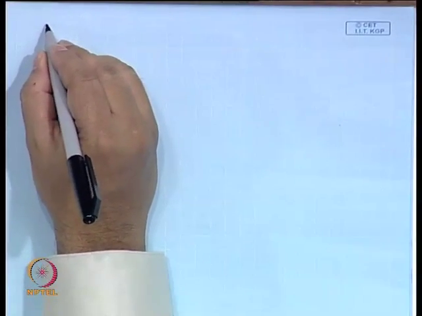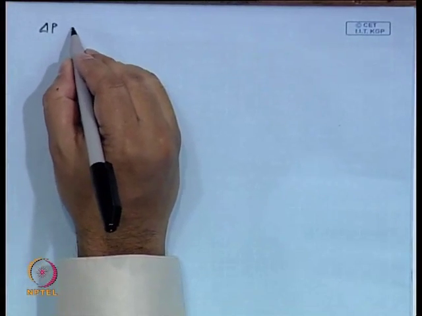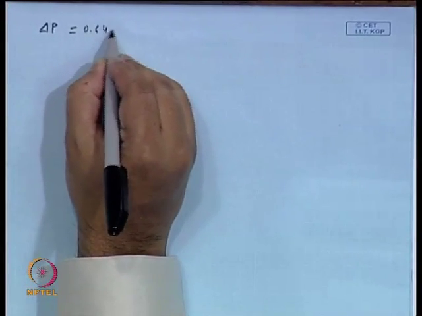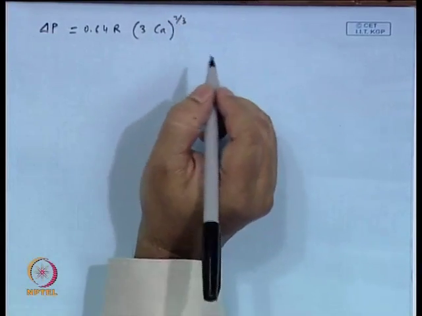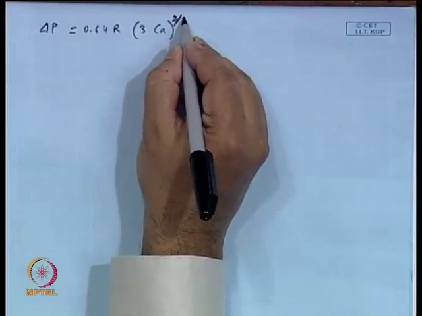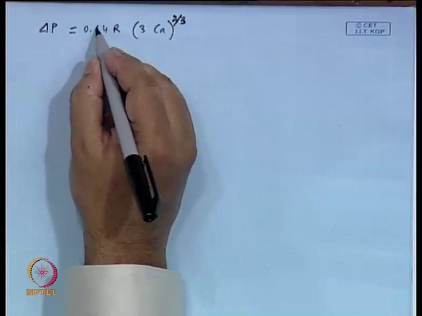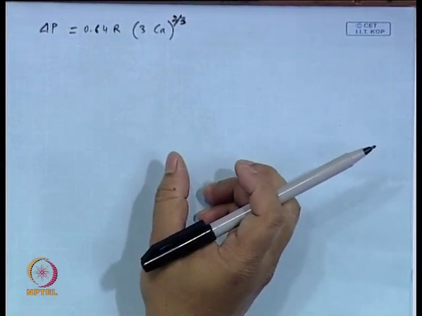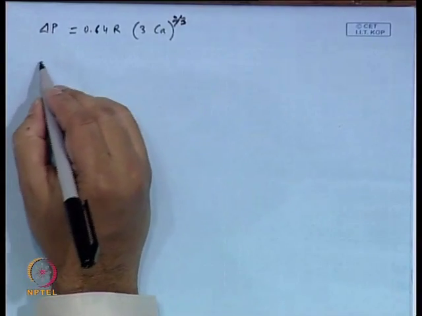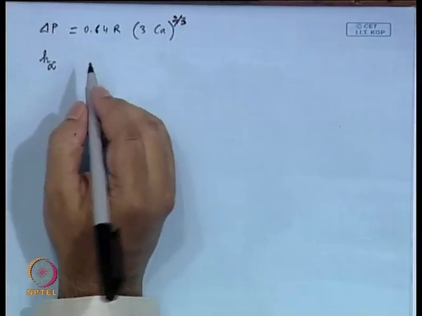The pressure drop that we talked about is delta P equal to 0.64 r into 3 capillary number to the power 2/3, and we said that there is a theoretical basis to say that this would be the dependence. So, if somebody wants to find out what would be the pressure drop in a microchannel, this would be the pressure drop, and the thickness of the annular liquid layer at the mid plane.